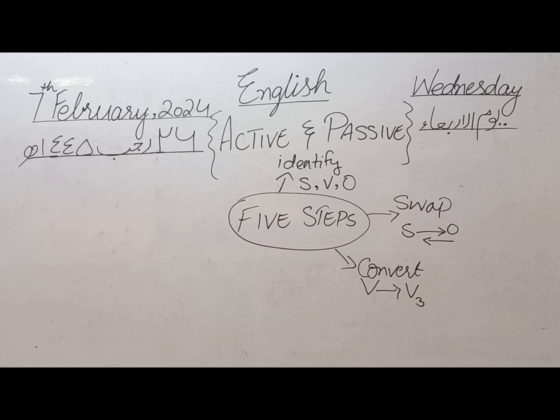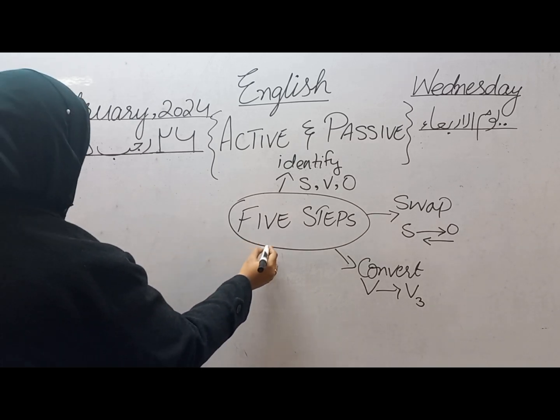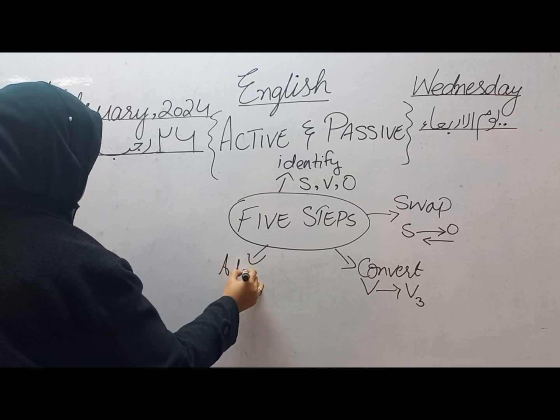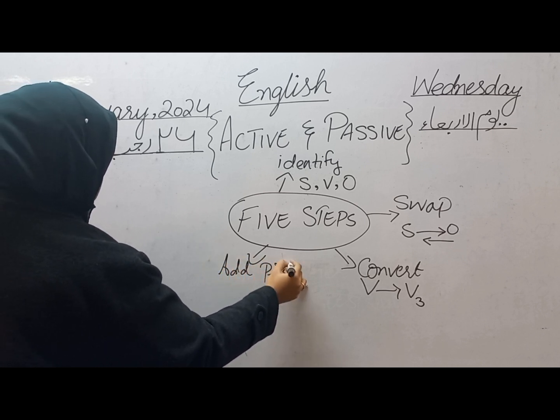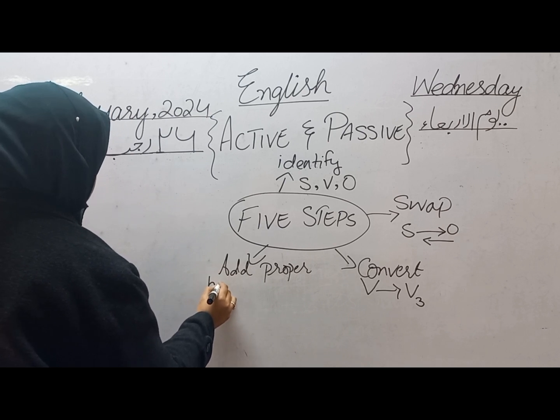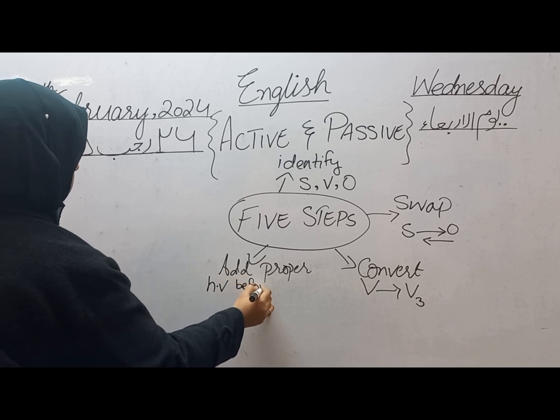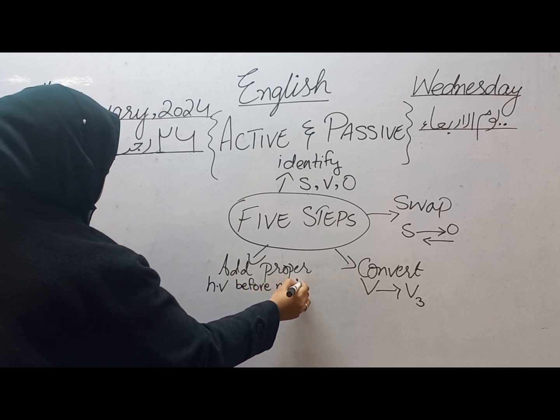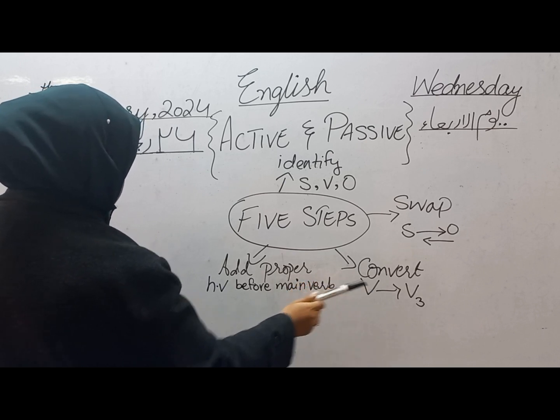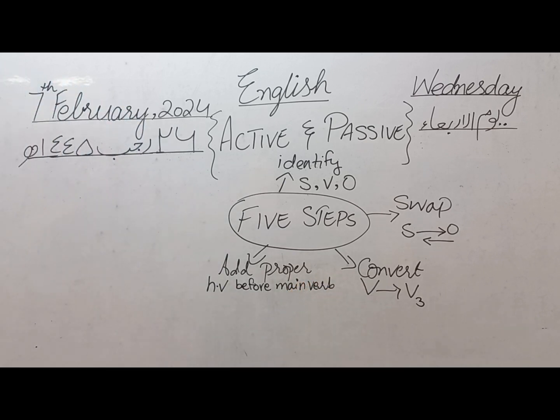Fourth step. Fourth step is very important. In the fourth step, you need to add a proper helping verb before the main verb. Helping verb, HV, before the main verb. Main verb means this verb, the verb that you will change into the third form of the verb. That is your main verb, and before that main verb, you have to put a helping verb.